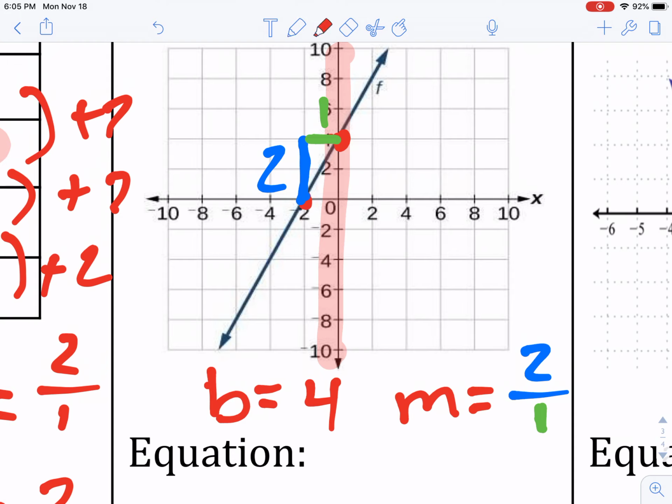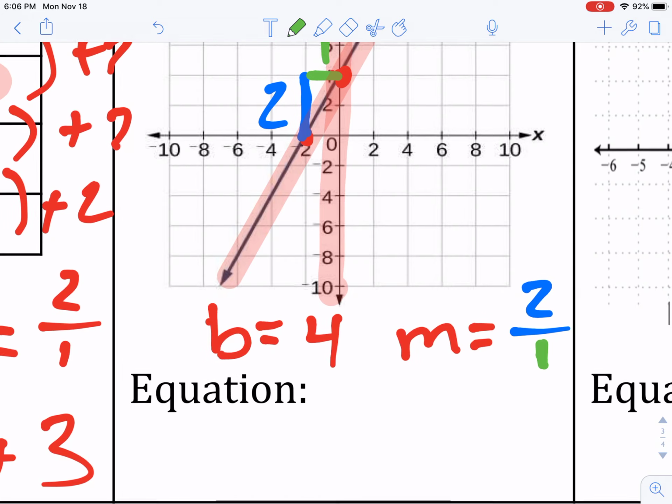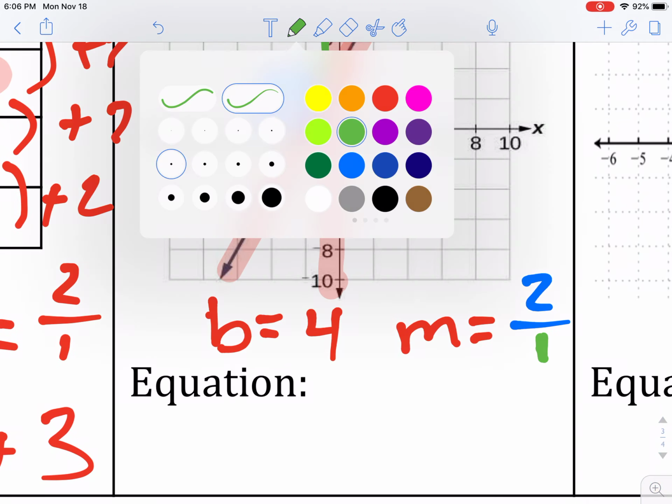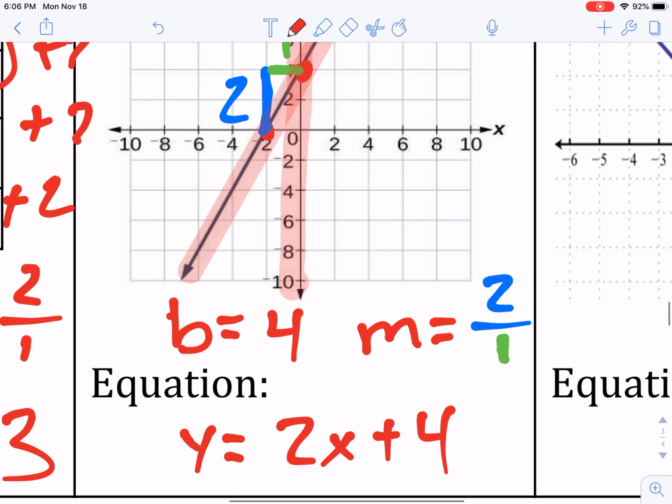And then I'm also going to check and see left to right, it's going up the graph, so it's going to be a positive slope. So when I write the equation, I want to make sure that's 2 over 1 positive. So the equation is actually going to be y equals 2x plus 4. Again, you'll notice how I reduced the 2 over 1 to 2, and it gave me slope-intercept form.